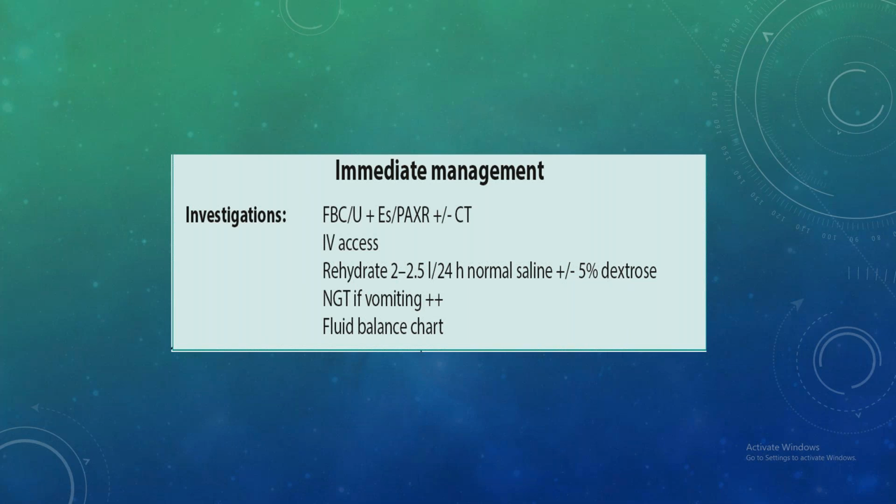You will start IV access. You will rehydrate the patient with at least 2 to 2.5 liters of fluid, most probably normal saline plus 5% dextrose. A nasogastric tube if vomiting is present, and you have to strictly maintain the fluid balance chart. This becomes the immediate management.